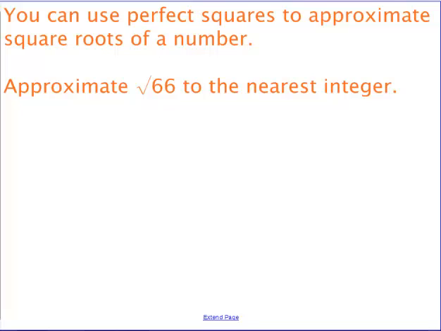For example, I have the square root of 66 and I want it to the nearest integer. I want to approximate. I will use perfect squares on either side of 66. So I picture 66 on the number line. The perfect square that is less than 66 happens to be 64. That is 8 squared to give me 64.